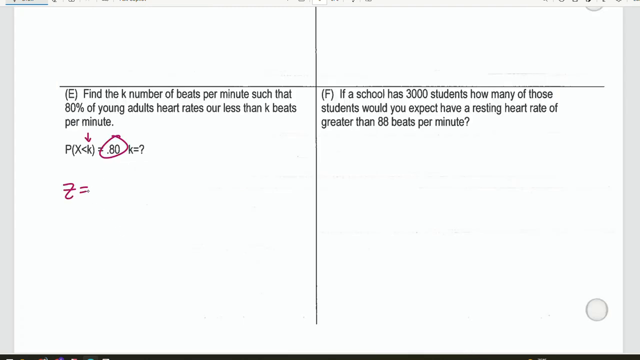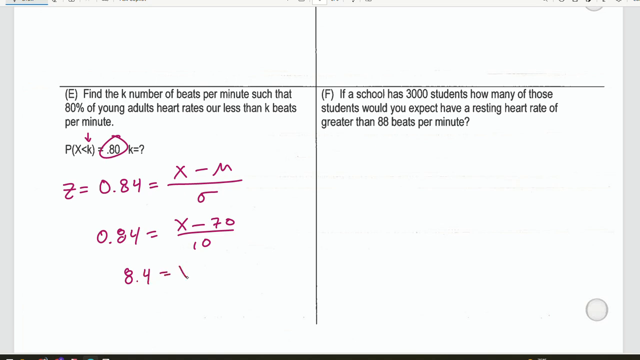So for this one, the z-score is equal to 0.84. And the equation for the z-score is the data point minus the mean all over the standard deviation. So 0.84 equals x minus the mean of 70 all over 10. We multiply both sides by 10. We got 8.4 equals x minus 70. Add 70, we get 78.4 equals x. That is the heart rate where 80% is lower.